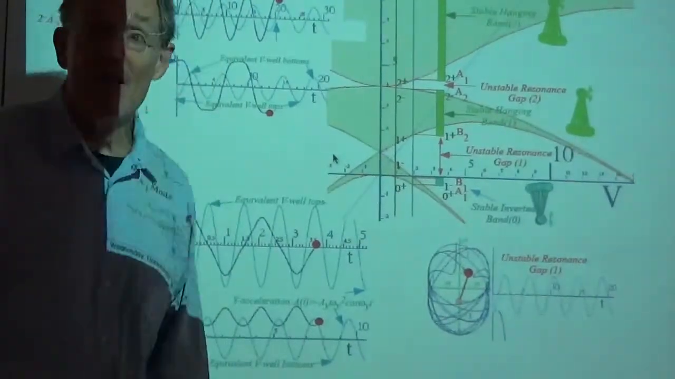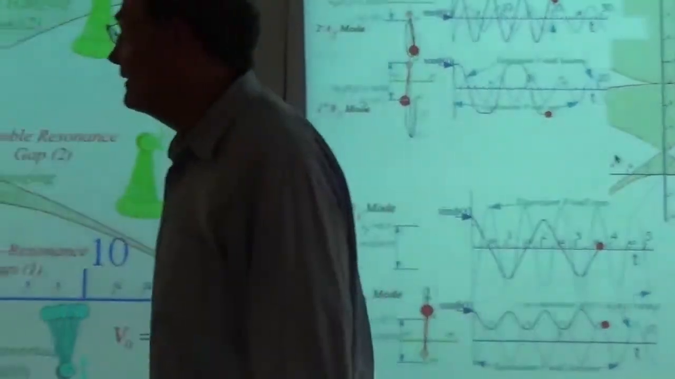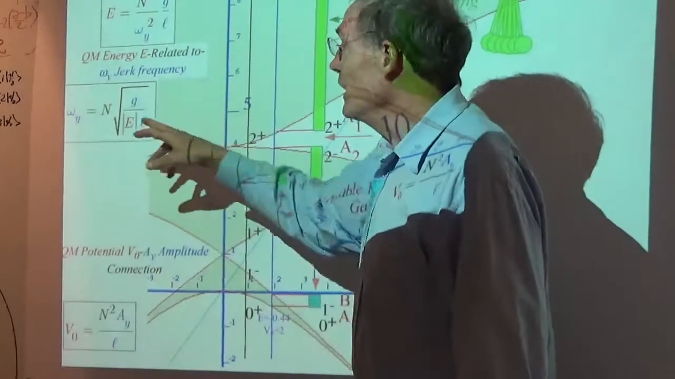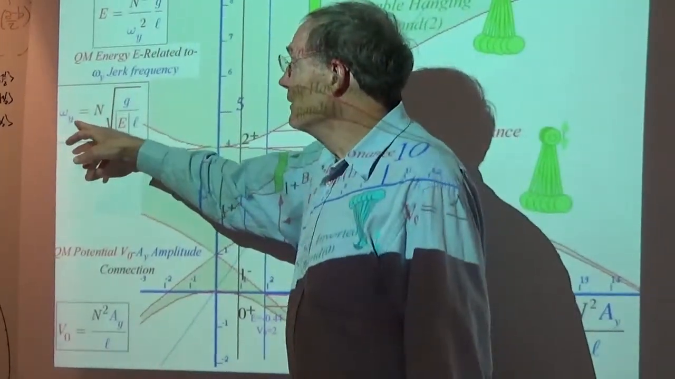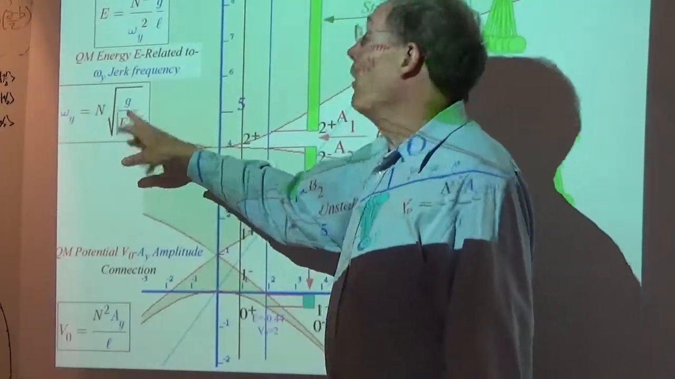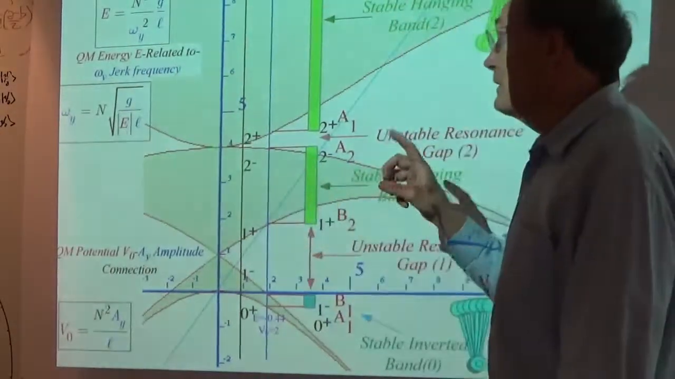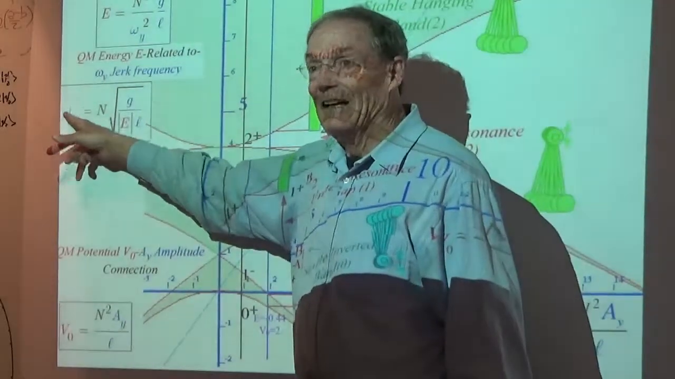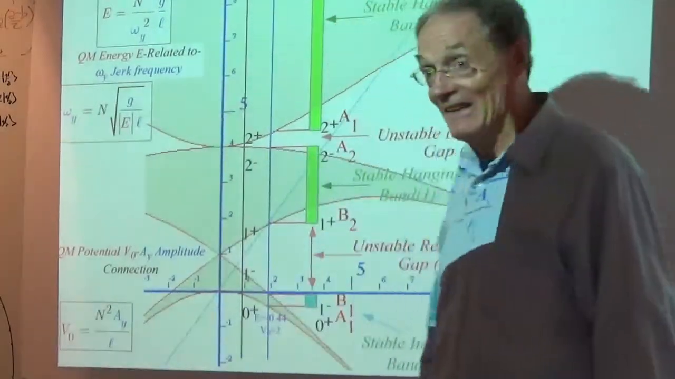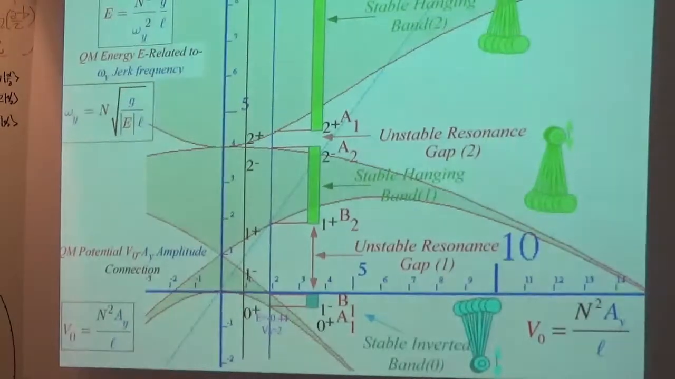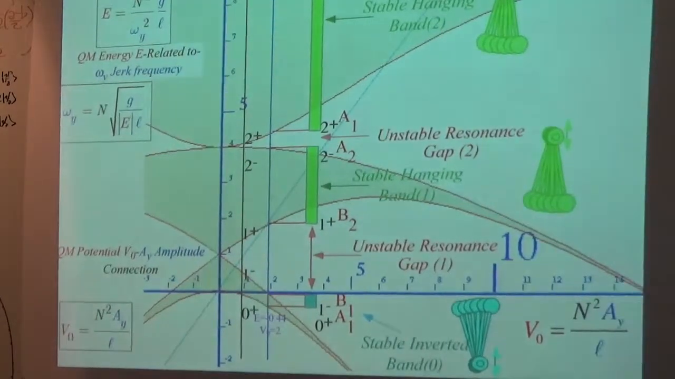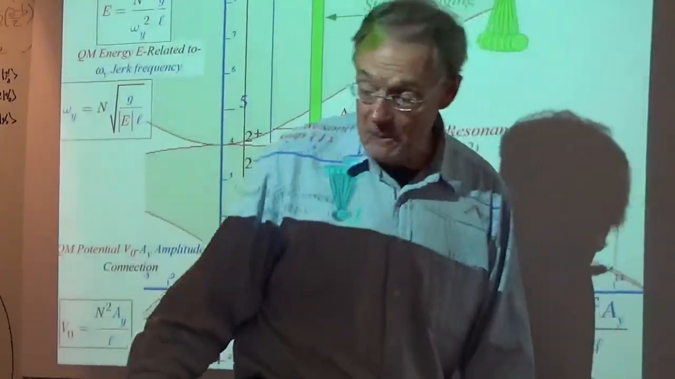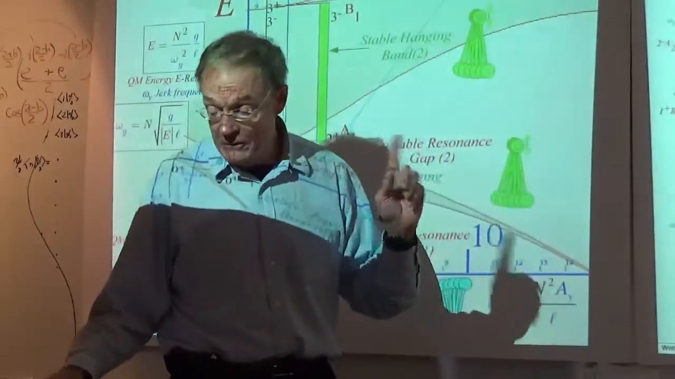Dr. Harter, why do you have the modulus of E for omega sub y? Because I don't want to get an imaginary omega. Since you're dealing with an oscillator, energy is always positive, right? And when you do this connection, you have to do it separately. They're not continuously connected.